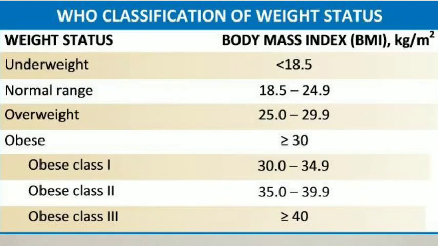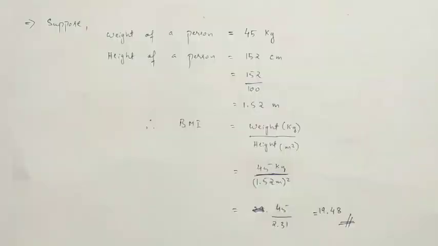And according to the BMI range given by WHO, that is World Health Organization, this person we have calculated falls under the category of normal. It means this person is well nourished. So that was body mass index.